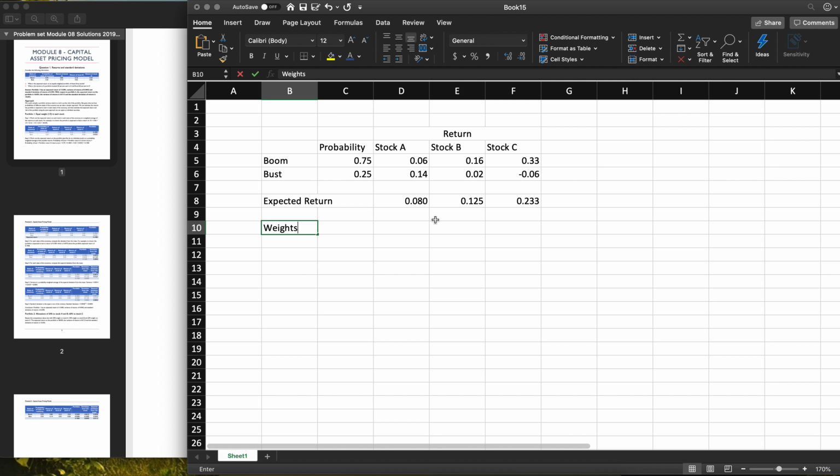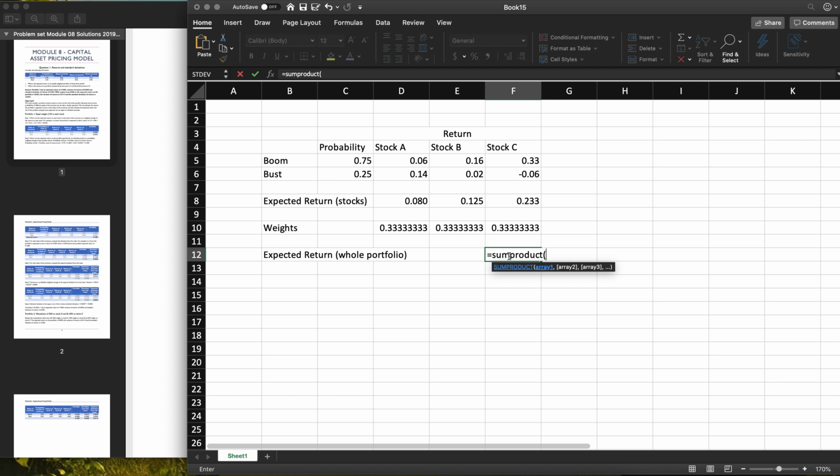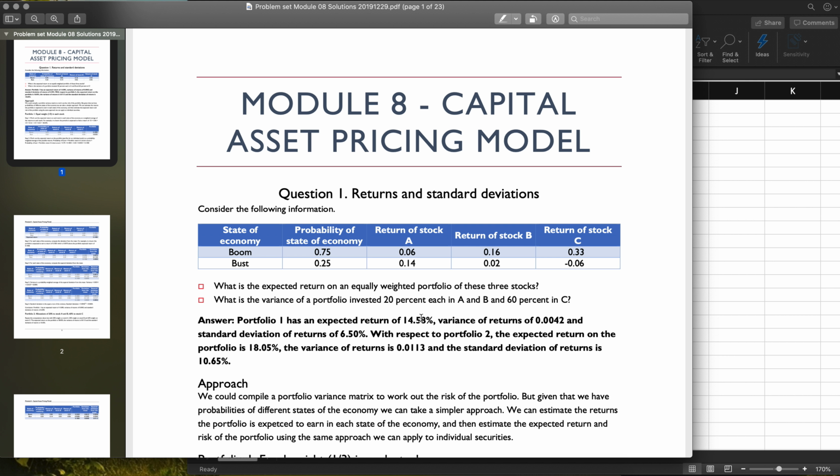And then we need to do weights. If it's an equal weighted portfolio, it's going to be 1/3. Oops, I'll just copy and paste that. And so therefore, the expected return on the whole portfolio, let me add stock right here, on the whole portfolio is just going to be the sum product of that and the weights. Let's put that in percent terms. And 14.58 is what we get.